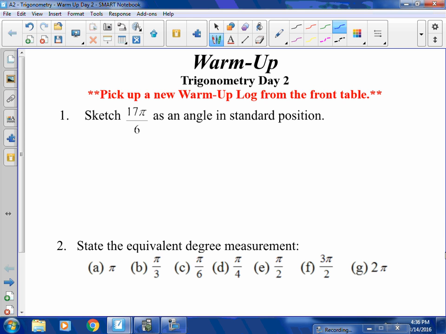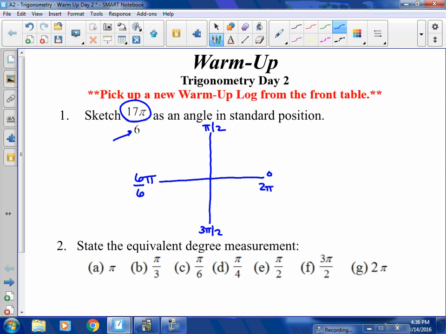Okay, so number one, I want to sketch 17 pi over 6 as an angle in standard position. All right, so remember what that means. We've got 0, pi over 2, pi, 3 pi over 2, and 2 pi. And I would really like to have you continue labeling those quadrantals until I tell you otherwise. All right, so when I look at this first, I see that we're over 6. So what would I want to think of pi as? 6 pi over 6.